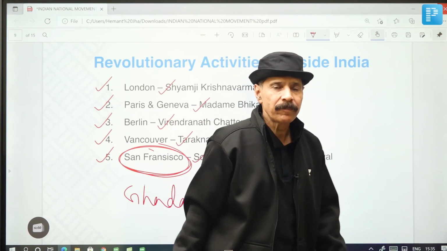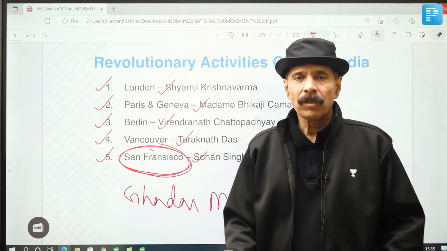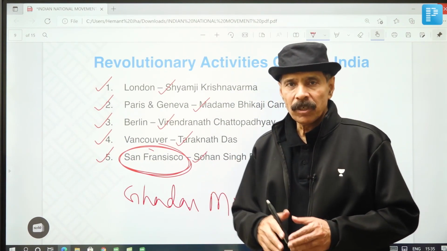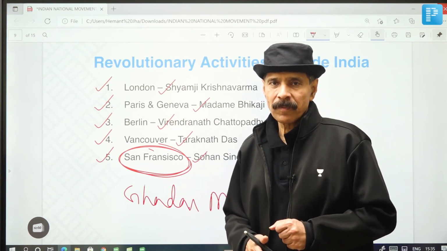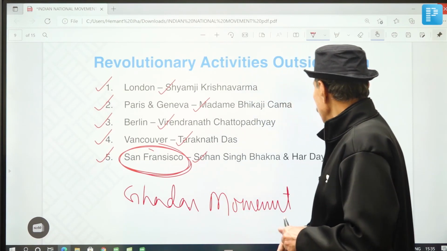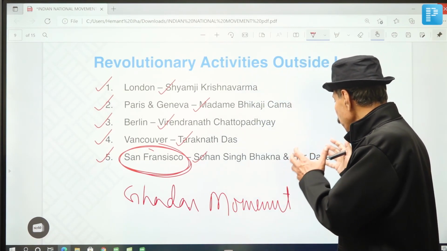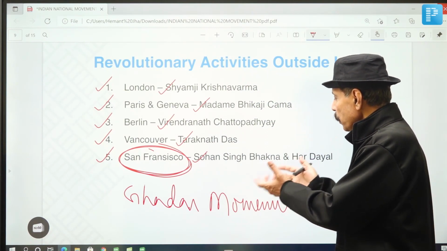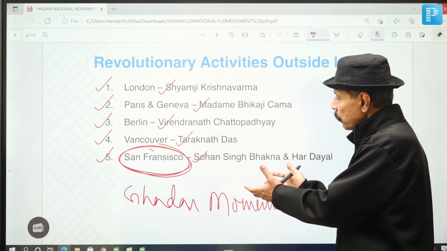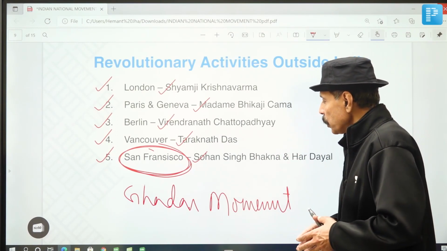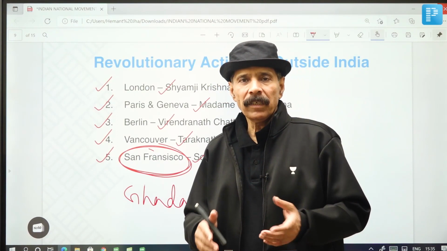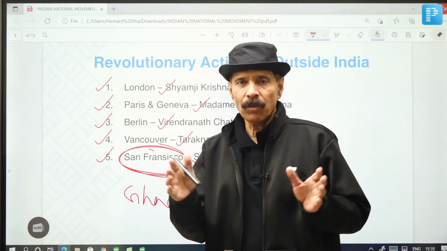And from San Francisco as the base, emerged a movement that is known as the Gadar movement, in 1913. So the center of the Gadar movement was San Francisco. They spread to many regions also. And Hardayal was a major leader of the Gadar movement. Sohan Singh Bhakna was one major revolutionary associated with the Gadar movement. The aim of the Gadar movement was to end British rule from all the colonies.